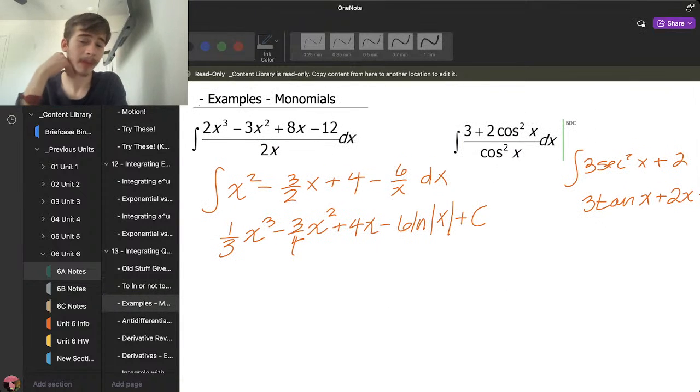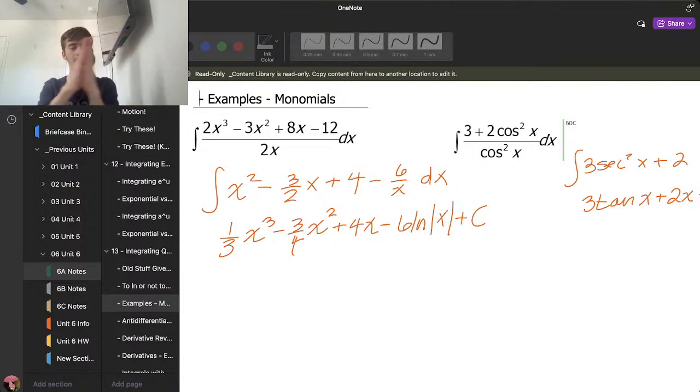Monomials. Oh, this is another effective one. This one you just separate each term and put it over the denominator. So like 2x cubed over 2x minus 3x squared over 2x plus 8x over 2x minus 12 over 2x. Simplify them as needed. Treat them individually.